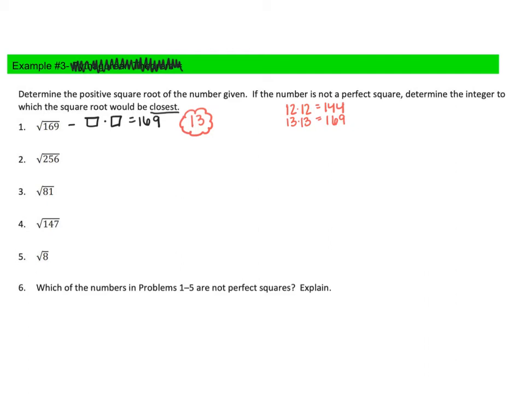Number 2. I'm going to start with probably 13 now because this one's pretty high. I'm just going to keep building. So I'm going to start with 14 times 14.